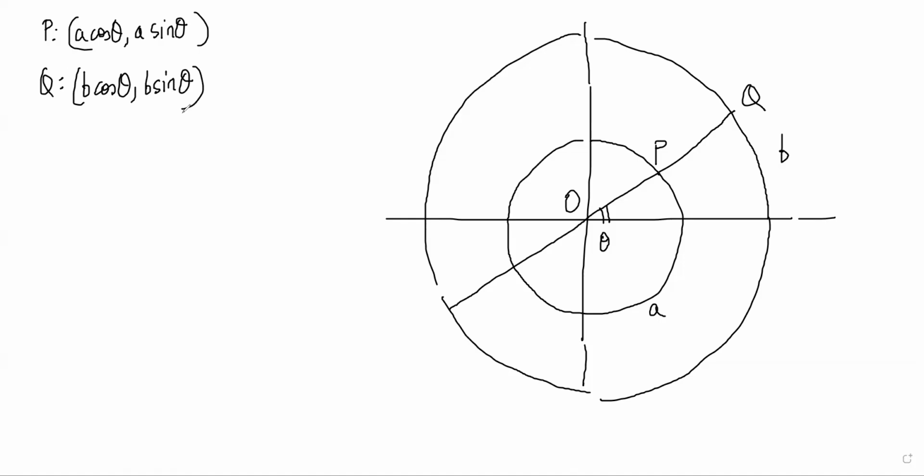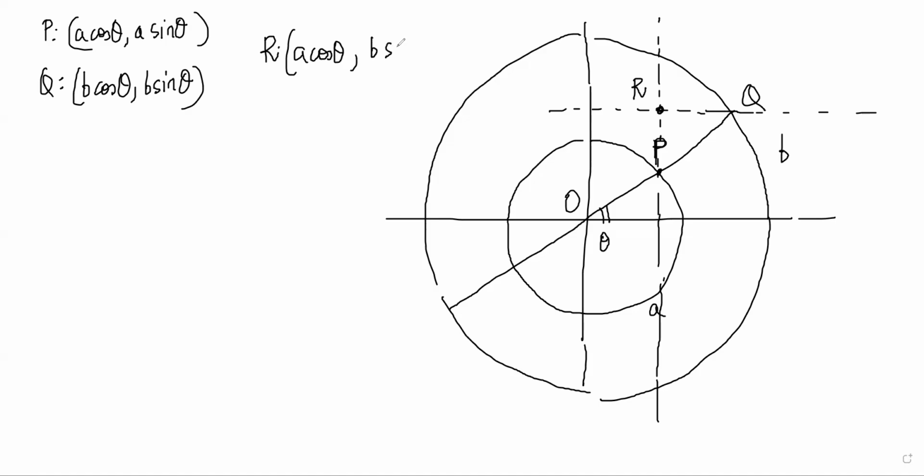Now there is a point R such that PR is drawn parallel to the y-axis. So a line through P parallel to the y-axis, right? And another line through Q parallel to the x-axis, right? So clearly R is the point of intersection of these two lines. Notice that it will have the x coordinate of P and the y coordinate of Q, right? So the point R should be: x coordinate of P is A cos theta, and y coordinate of Q is B sin theta, right?